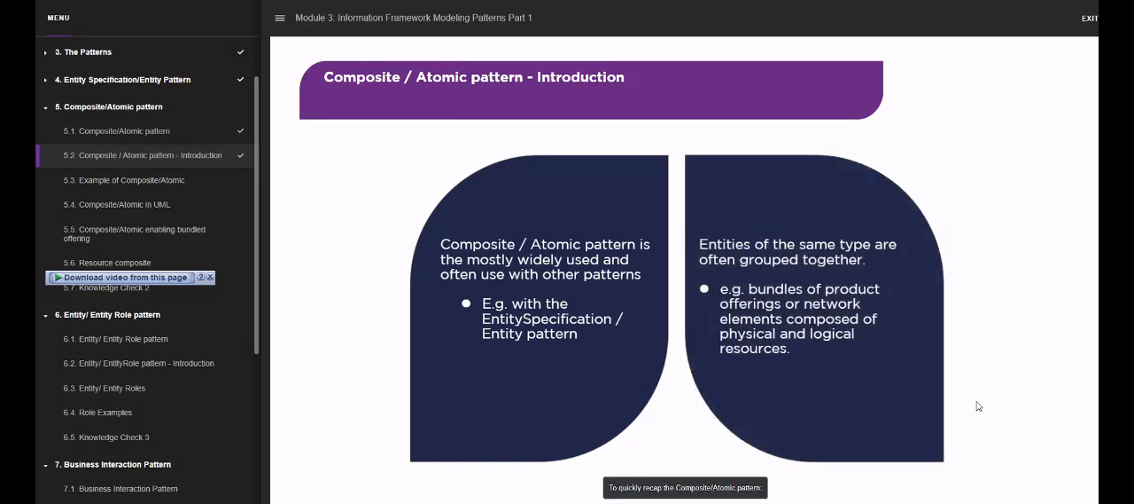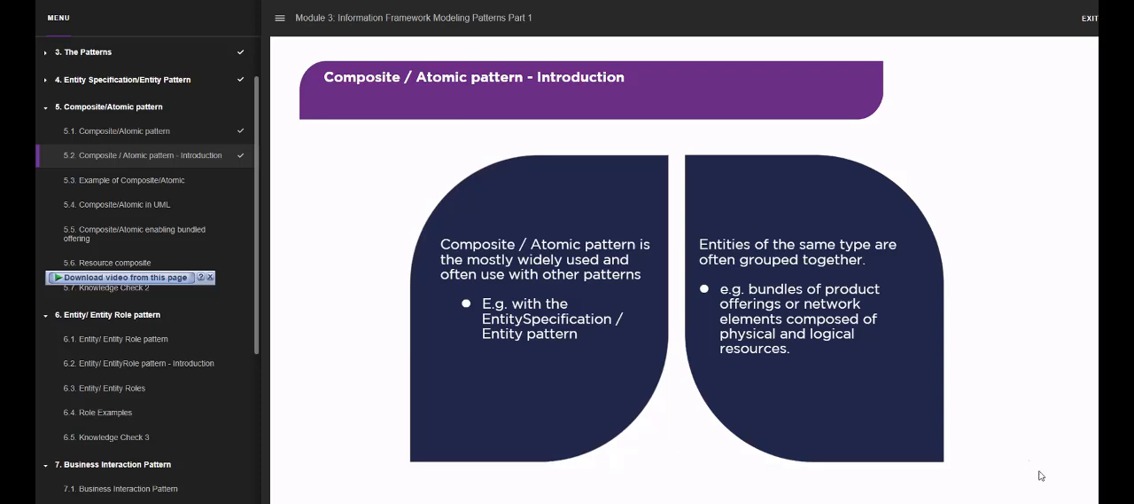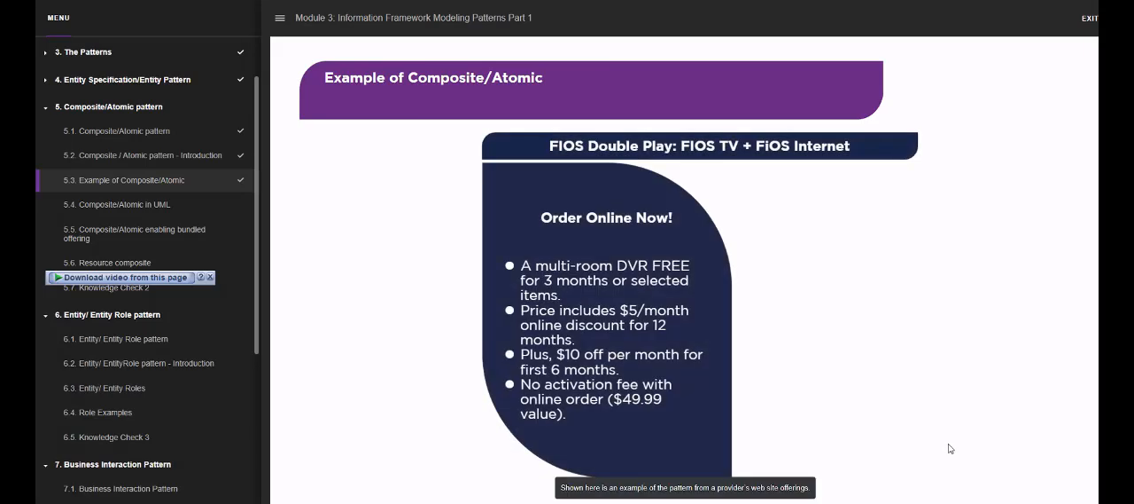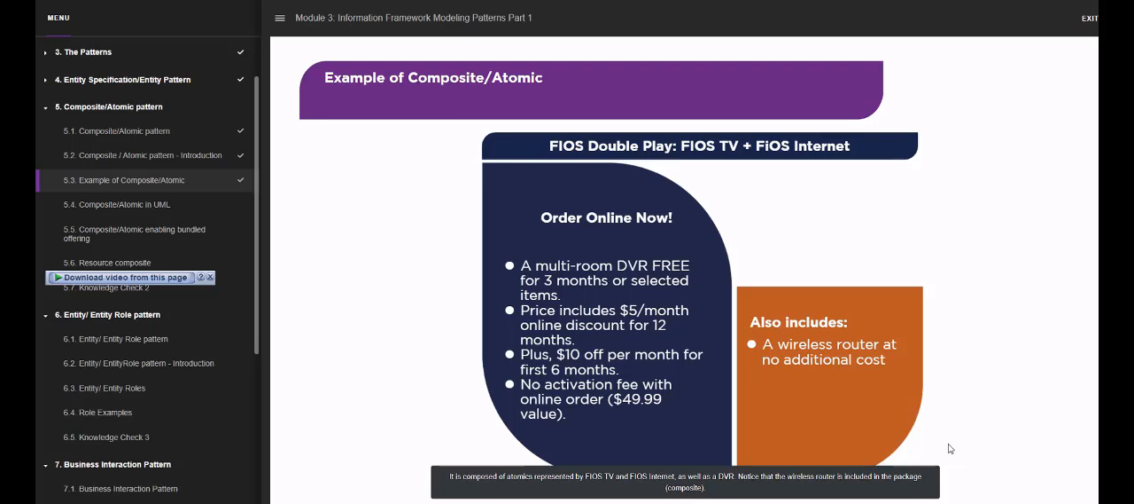To quickly recap the composite atomic pattern, entities of the same type are often grouped together. For example, bundles of product offerings or network elements composed of physical and logical resources. Shown here is an example of the pattern from a provider's website offerings. The example here shows a bundle, FIOS double play, that delivers fibre optic offerings to a customer. It is composed of atomics represented by FIOS TV and FIOS Internet, as well as a DVR. Notice that the wireless router is included in the package, the composite.